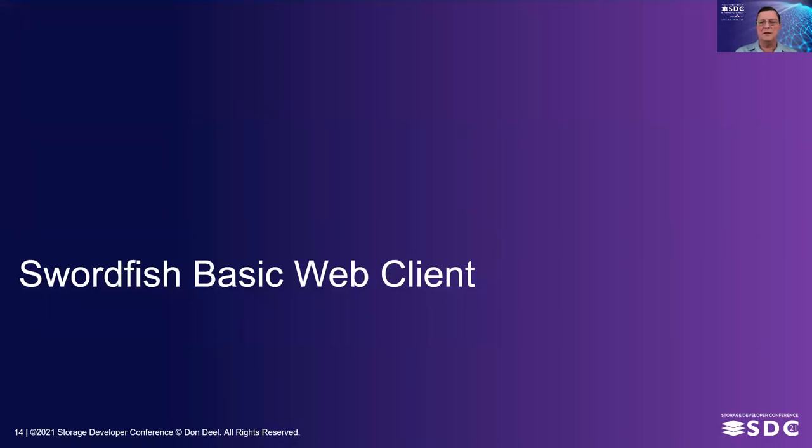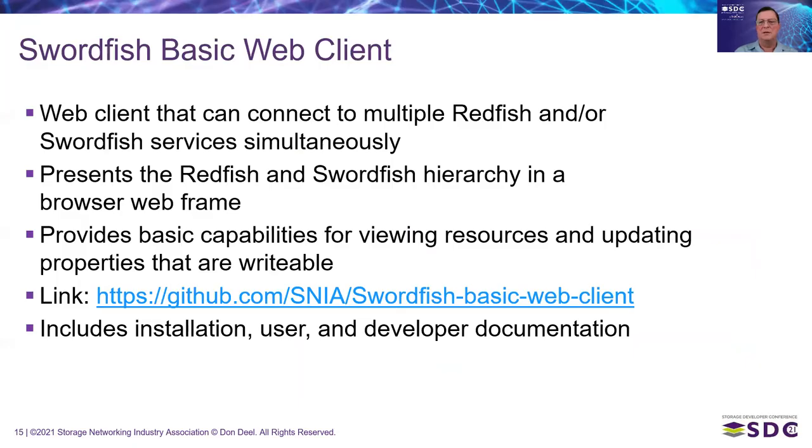The next SNIA open source tool is a basic web client that can talk to the emulator or a Swordfish implementation. The Swordfish basic web client is a client application that connects to multiple emulators or Swordfish service implementations at the same time. It works with the SNIA Swordfish API emulator, providing a simpler alternative to using a REST client for viewing and updating object properties that are writable.